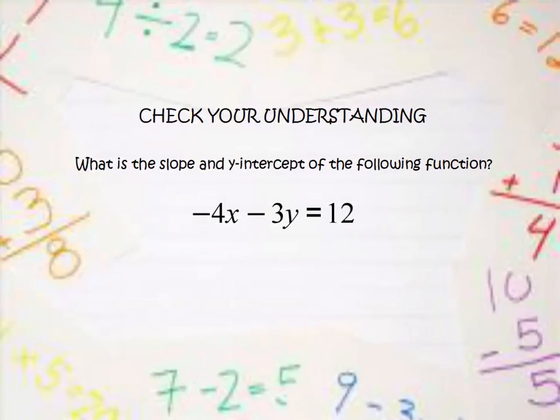All right, so it's time to check your understanding. What is the slope and the y-intercept of the following function? We have minus 4x minus 3y equals 12. What you're going to want to do is, you don't need to do a statement and reason proof, but you certainly need to take this and manipulate it until you get it into the form y equals mx plus b. Then you can tell me what the m is and what the b is, the slope and the y-intercept.